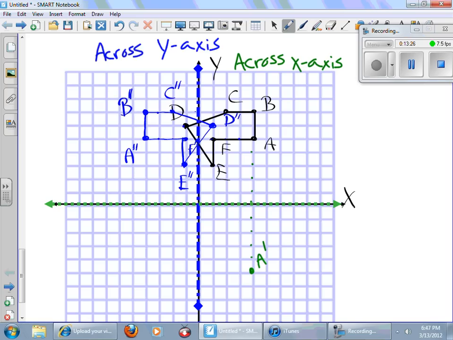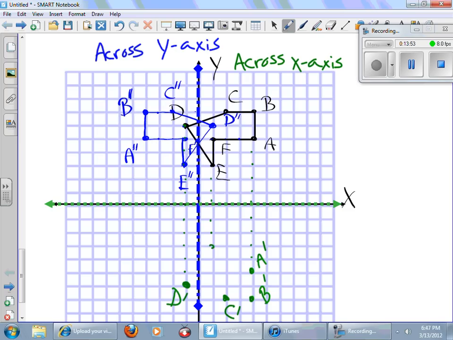B is 7 from the mirror, so B prime will be 7 from the mirror. C is also 7 from the mirror, so C prime will be 7 from the mirror. D is over here now, and D is 1, 2, 3, 4, 5, 6 from the mirror. There's D prime.